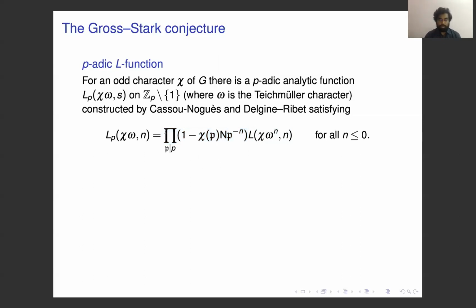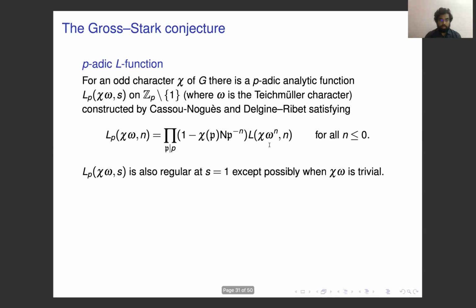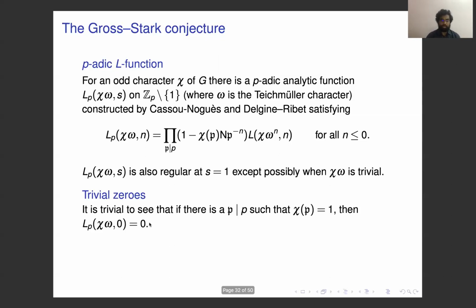The existence of this was proven by Cassou-Noguès and Deligne-Ribet independently. What about s equal to 1? Well, this is regular at s equal to 1, except possibly when chi is omega inverse. At the trivial character, it's supposed to have a pole, and that's Leopoldt's conjecture. Because we don't know Leopoldt's conjecture, it may not have a pole. So it's regular at s equal to 1, except when chi is omega squared.